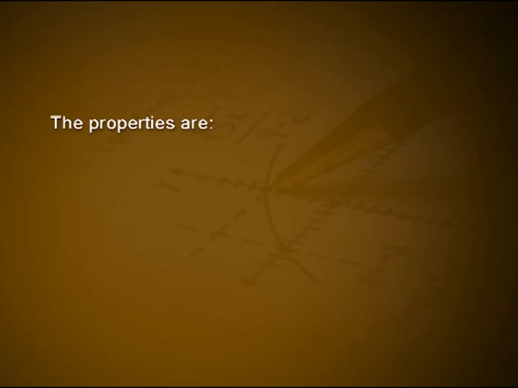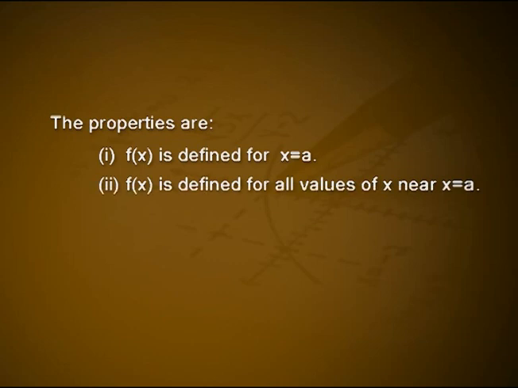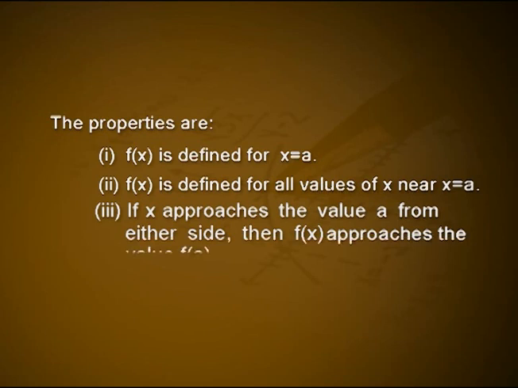We can make the following remark. The notion of continuity of a function defined on an interval can be analyzed by looking at the graph of the function at each of its points. The properties of these graphs are: 1. f(x) is defined for x = a. 2. f(x) is defined for all values of x near x = a. 3. If x approaches the value a from either side, then f(x) approaches the value f(a). These are observed from the picture.